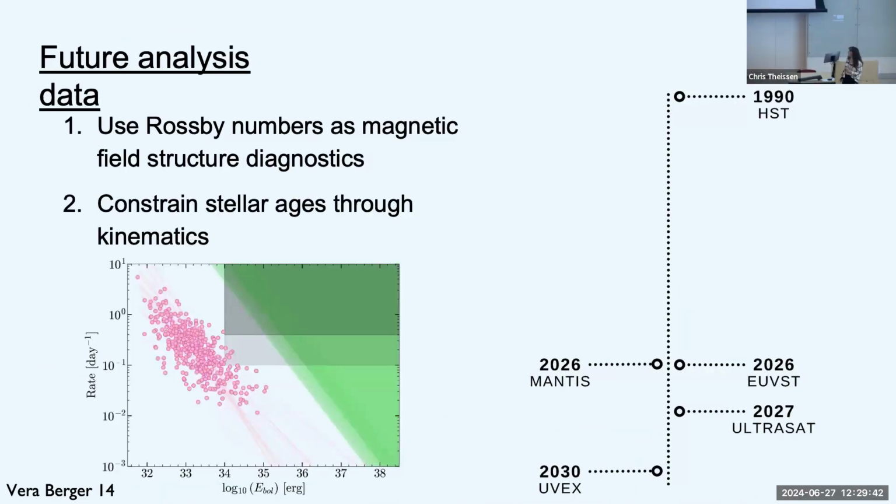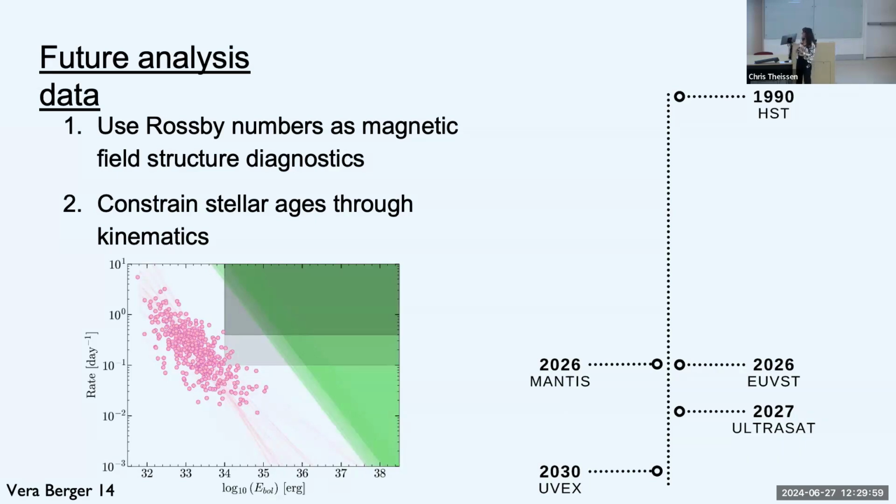Now, there is a bit more work we'll be able to do with this sample. We have heard a lot in this session about how to constrain the stellar magnetic fields, and the G-RP color that we used is really just a preliminary diagnostic. We'd also like to constrain stellar ages through kinematics, although that's hard for M-dwarfs.